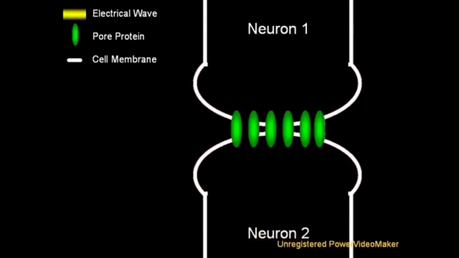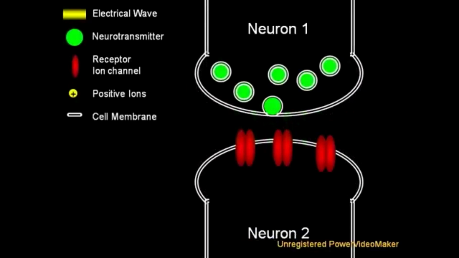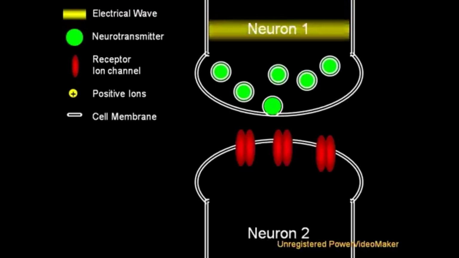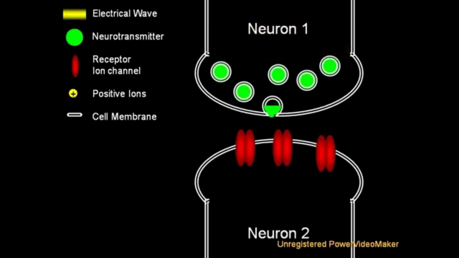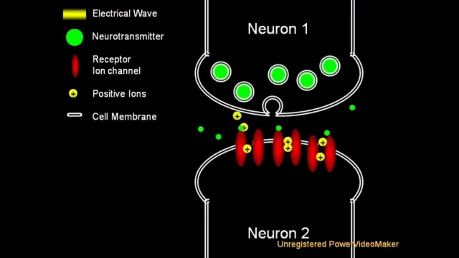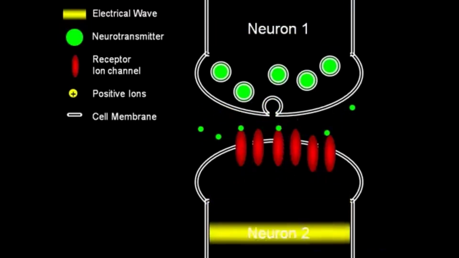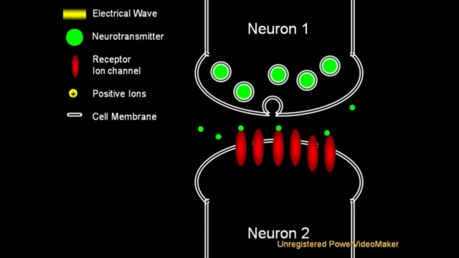The other type of synapse, called a chemical synapse, is a bit more complex. Here, the electrical wave in one neuron causes that cell to release a chemical called a neurotransmitter. That chemical then binds to receptors on a nearby neuron. When bound, those receptors open their ion channels, starting a new electrical wave.